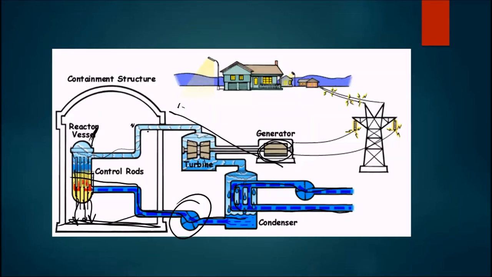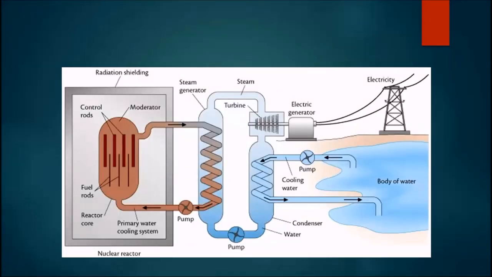This water here, if it's in contact with the fuel rods, is going to pick up radioactive waste. So it's going to make this turbine contaminated. We have three loops. So this water never turns into steam. It just gets super hot.